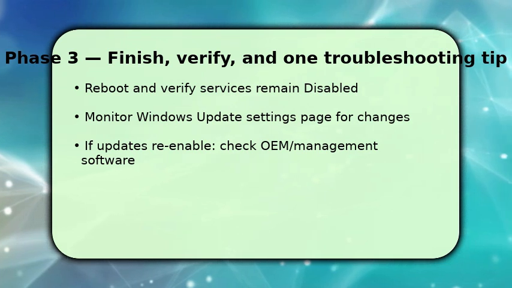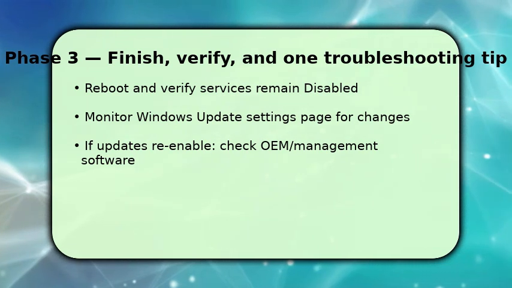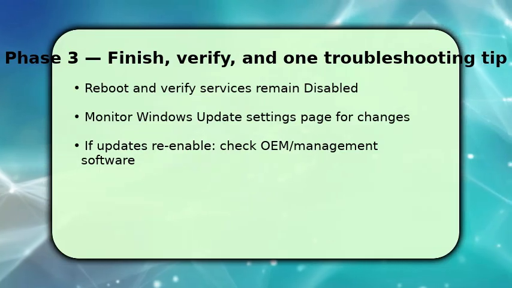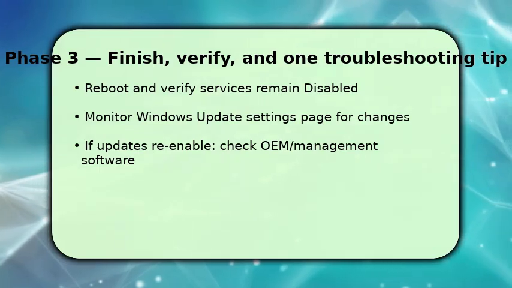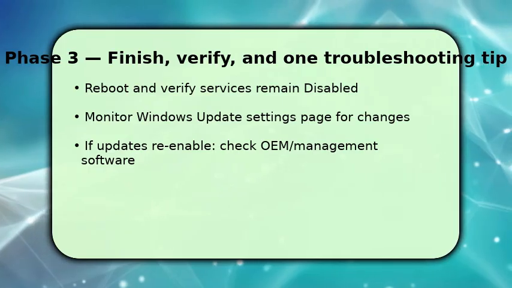Make sure Windows Update settings show updates paused or unavailable. If they revert, check for enterprise group policies or OEM tools that may re-enable updates.